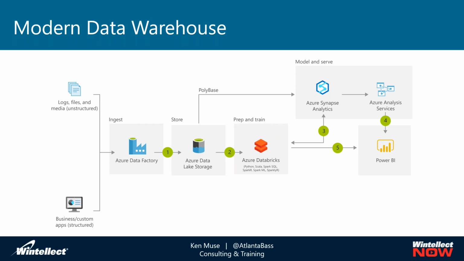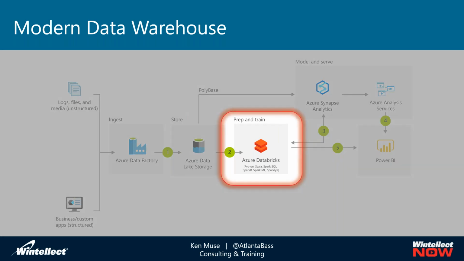These 4 key phases of the process are universal, but the technologies that can be used at each of these different phases really varies, and it's about picking the right technology for the right job. The main one we're going to focus on today is Azure Databricks. And to be clear, while it is shown on the prep and train portion of this diagram, there are times where it may make sense for it to be part of other processes, including ingestion or modeling.